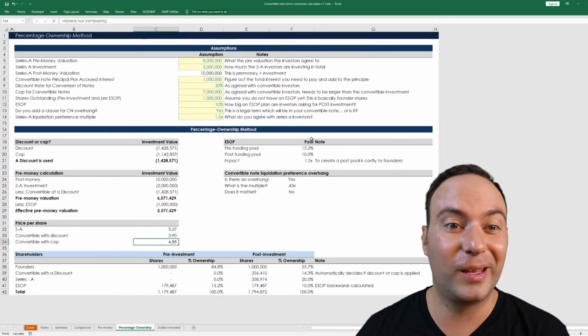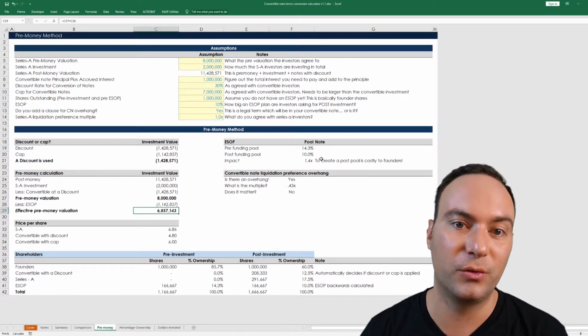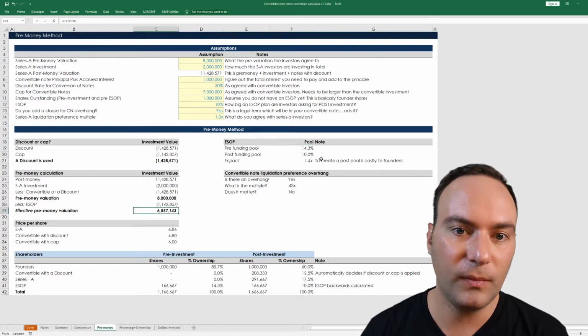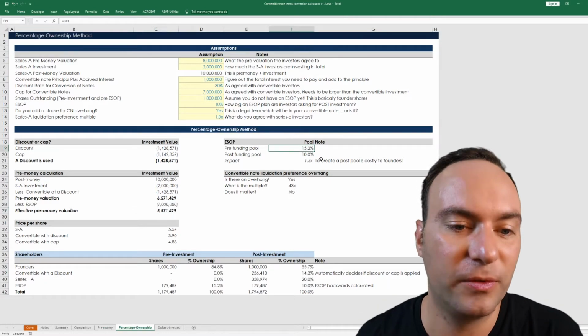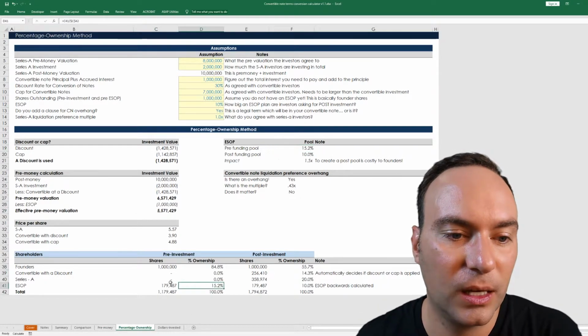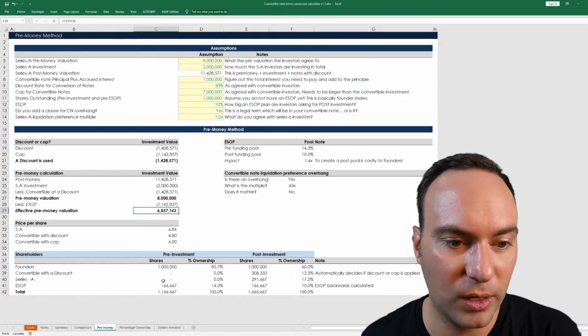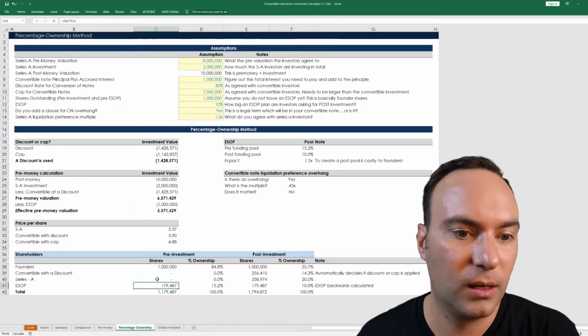So on this basis, with the ESOP, your pre-funding pool is going to be 15.2% as opposed to 14.3%. That implies that the ESOP is going to be more dilutive than it was before, which is exactly true, because you can see you're issuing more shares to the ESOP.